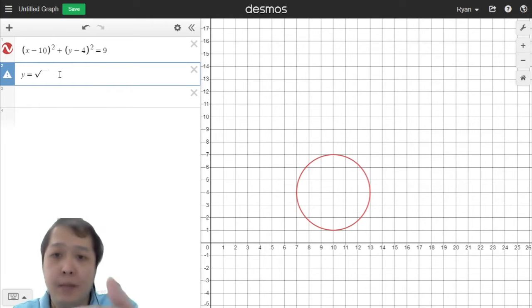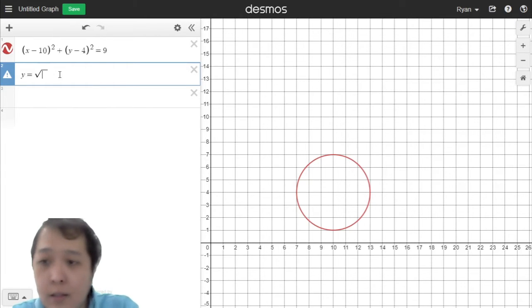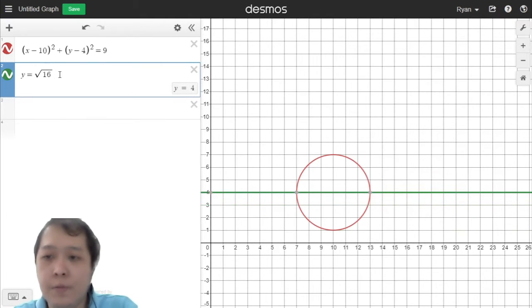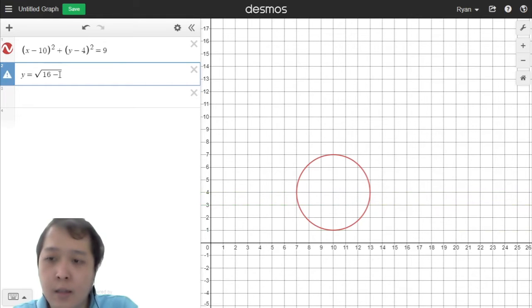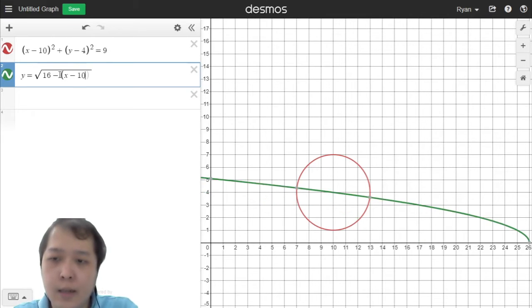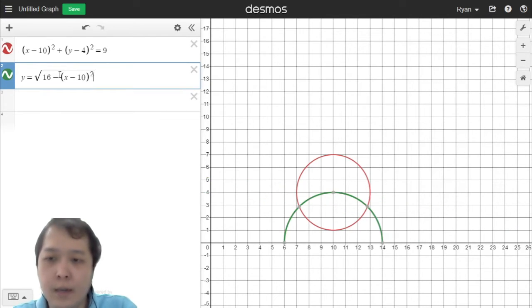Of course, I will skip those details. Just go here, and then let's say 9 or 16, so the radius is 4, and then minus bracket x minus 10 squared. Okay, here we go.